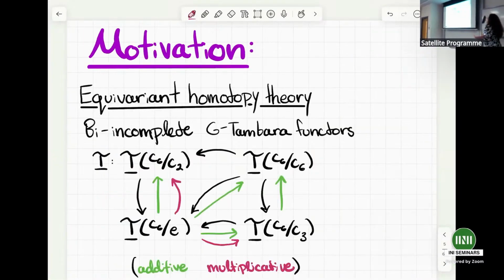Well, we love generalizing things, and like Mike Hill and Andrew Blumberg talked about today, they define what bi-incomplete G Tambara functors are. These are even more general things, and here's an example of one. I'm not really telling you what every level is, but you see that I've erased some of my additive transfers and quite a few of my multiplicative norms. All the restrictions always have to be there. But you can't just go erasing willy-nilly. There are all these different rules that you have to follow.